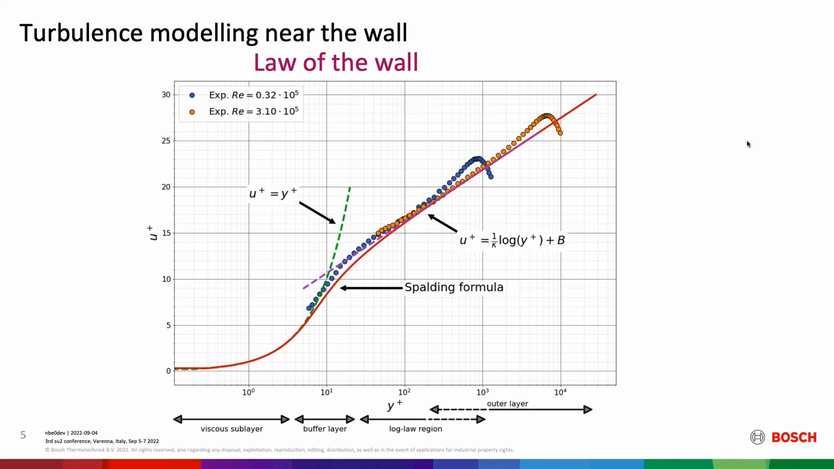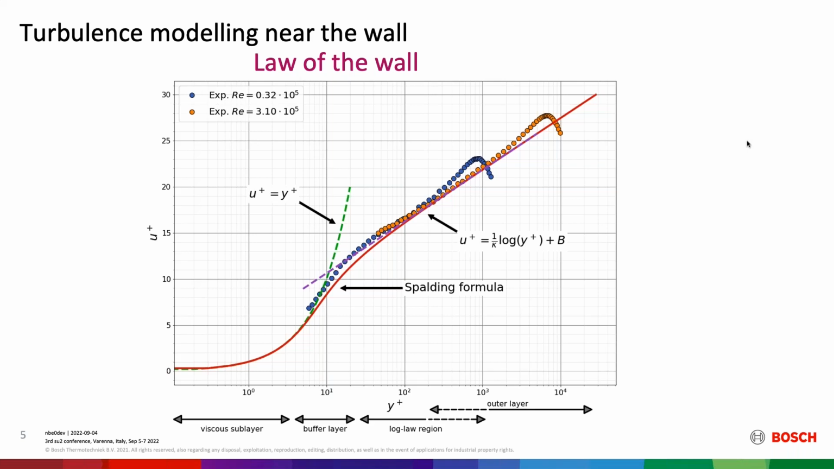Now, in the viscous sublayer, the normalized velocity is linear in the normalized distance y plus, and this behavior transitions after some buffer layer into a region where the velocity follows a log law, which was already investigated by Spalding in 1961. The maximum y plus, where the log law does not hold anymore, depends on the Reynolds number, and all regions together can be described by a simple universal formula determined by Spalding.